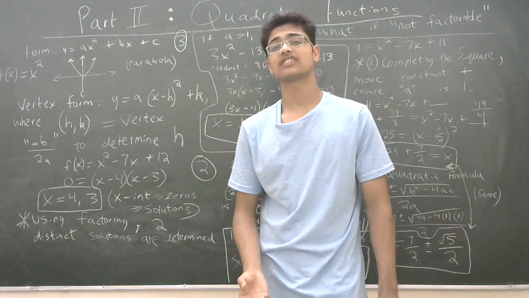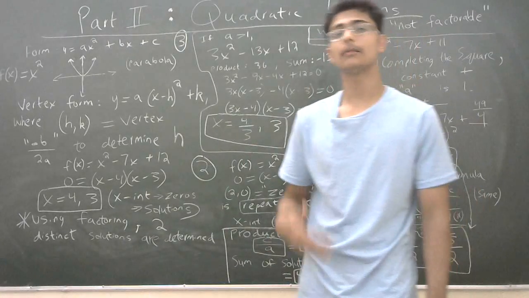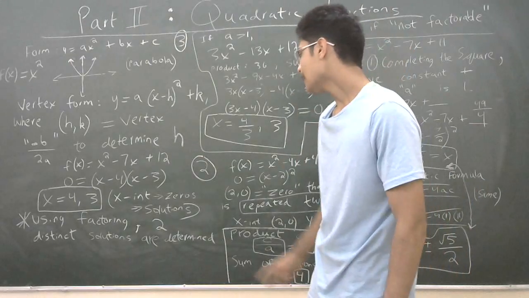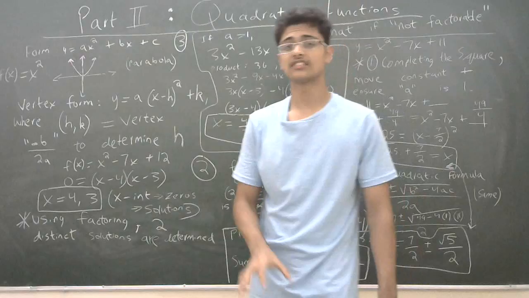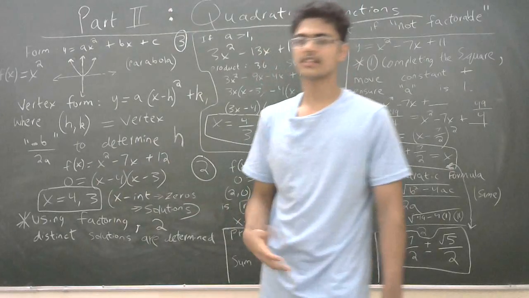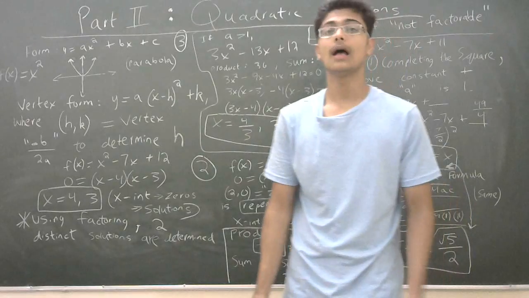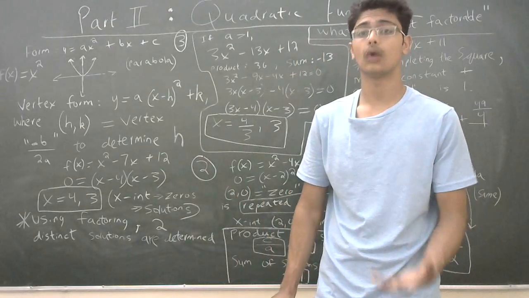It's important to understand that with quadratic functions, the number of zeros, or the number of x-intercepts that you will see, is 2. Using factoring, you see that there are two distinct solutions here. However, in some cases, you may only end up deriving one zero. But then you have to understand that that solution may be repeated twice.